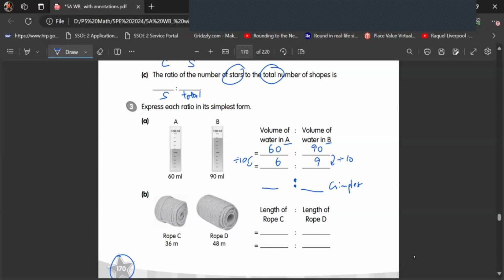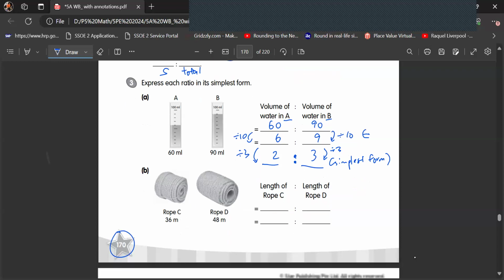If you straight away divide by 30, that's excellent. So you realize that if I wrote 6 to 9, a lot of you can tell me already it's not correct because it's not simplest form. So I must make sure I remember that there's no way to reduce this any further. There's no way to simplify this any further. Is that okay?